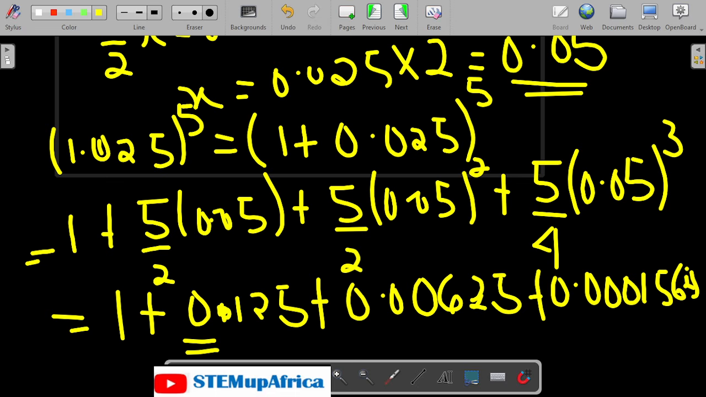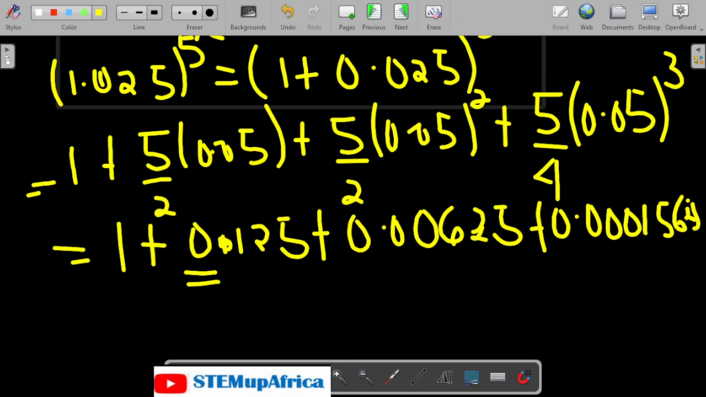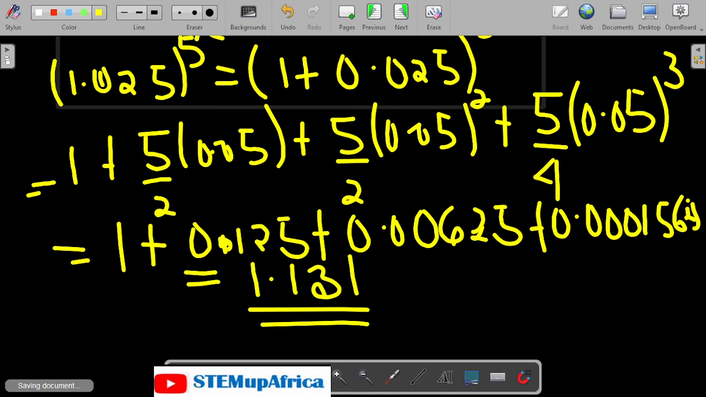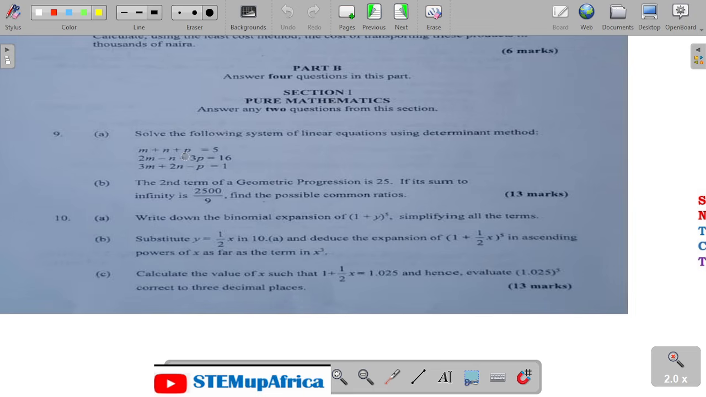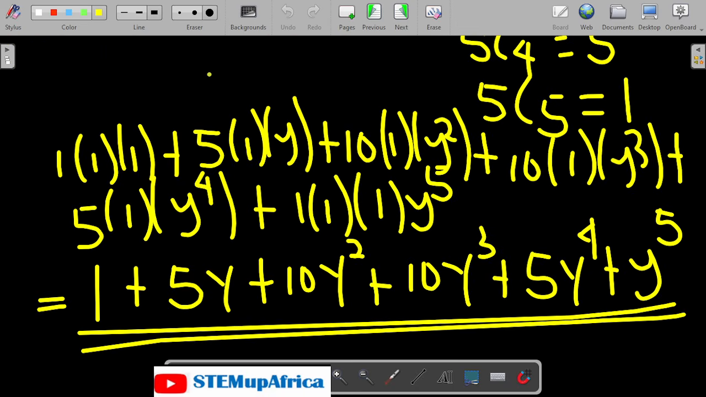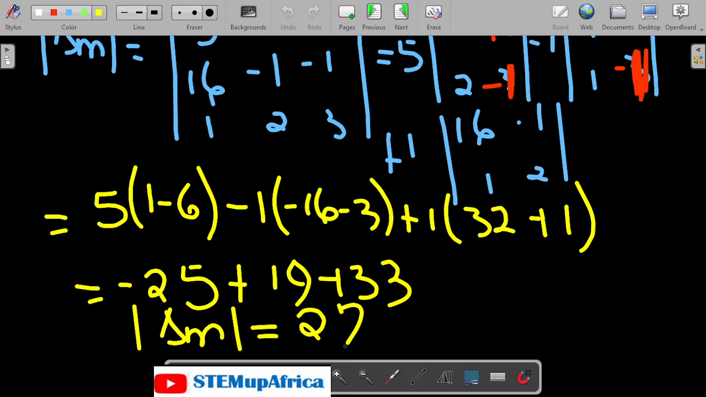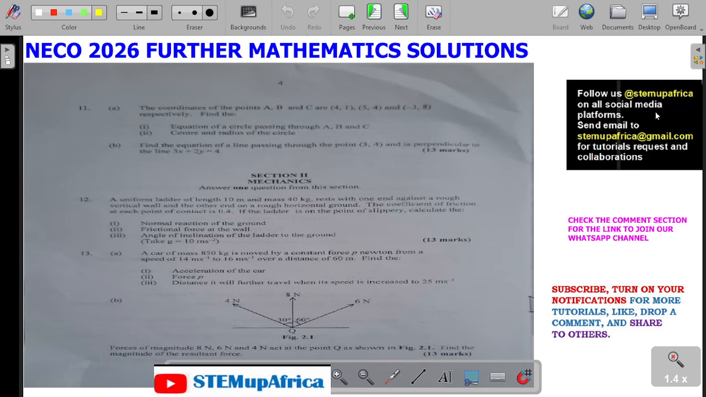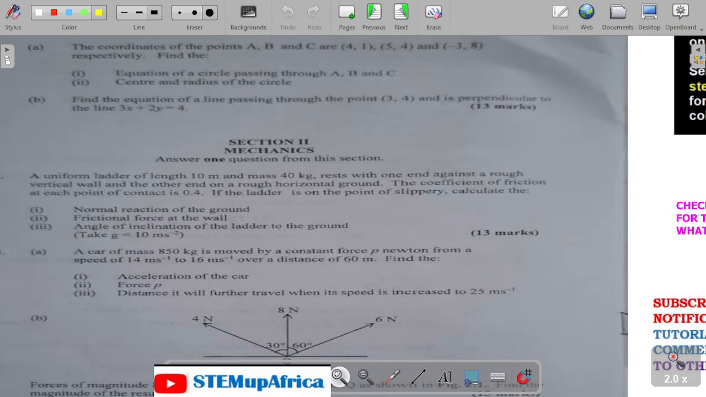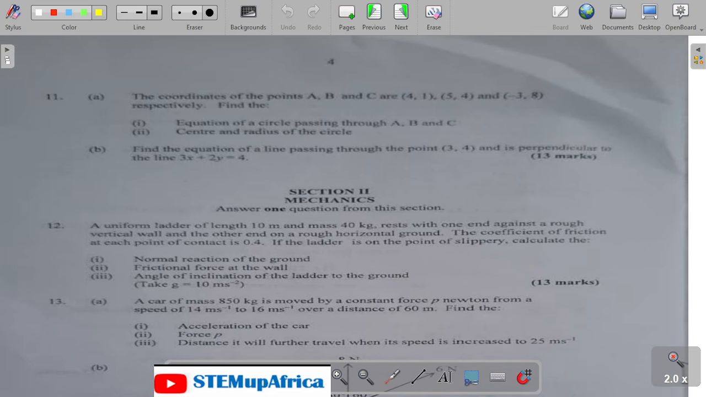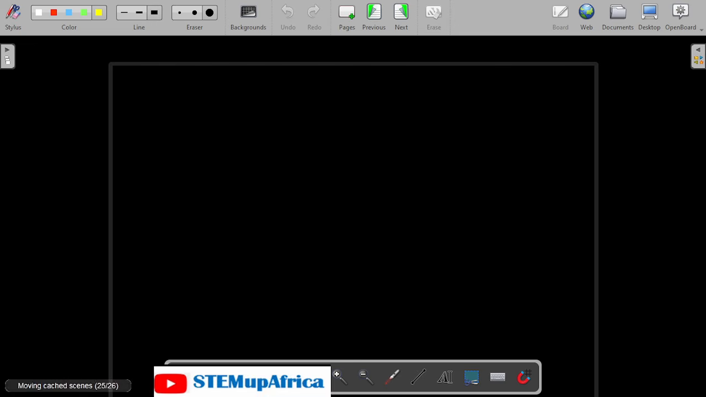If we add up, what are we having? We're going to have 1 point. Final result now is 1.131. That is the solution to question 10C. So let's make progress to 11. Question 11 is equation of a circle. They gave us the 3 coordinates A, B, and C. So 11A.